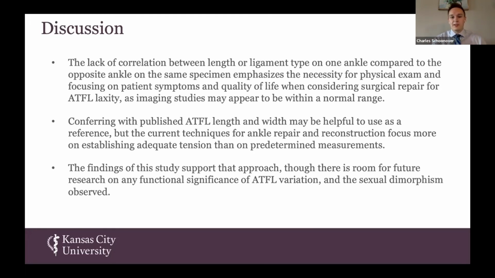Conferring with published ATFL data could be helpful to use as a reference, but current surgical techniques focus on establishing adequate tension during the surgery rather than on predetermined measurements. The findings of this study definitely support that approach, but there is definitely room for future research on the functional significance of the ATFL variation and the sexual dimorphism observed.